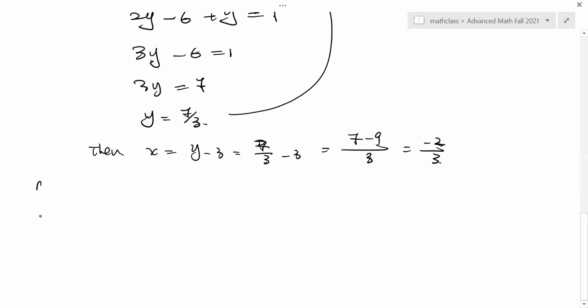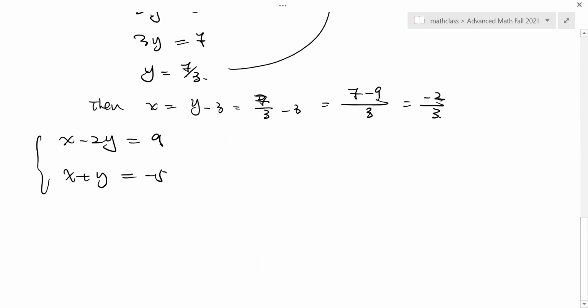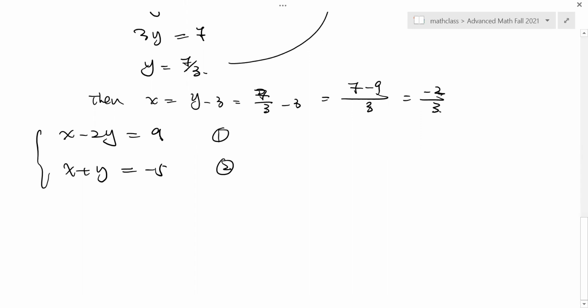Now, the second question here. x minus 2y equals 9, and x plus y equals -5. Those two equations, we try to solve them. Equation 1, equation 2. I think we can use substitution.